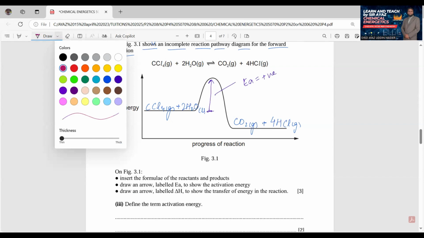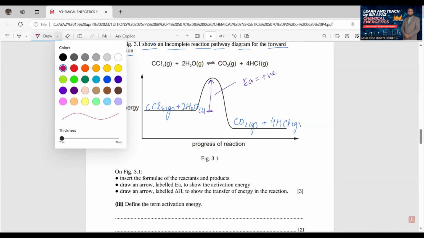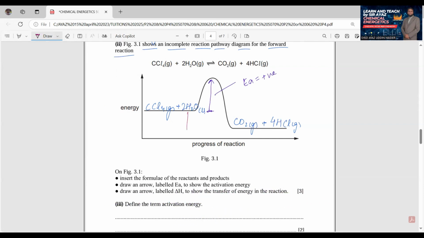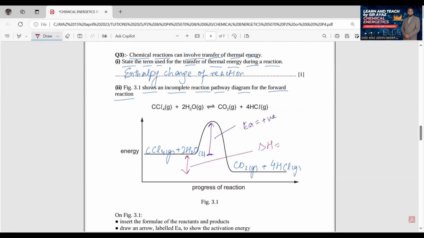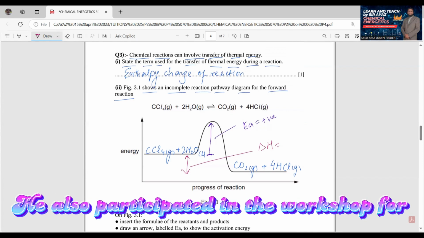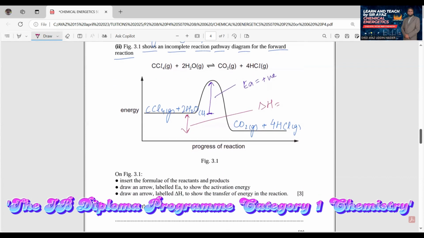Draw an arrow labeled delta H to show the transfer of energy in this reaction. So the delta H is enthalpy change. It must be between reactants and product, and this is the delta H for this reaction. They didn't provide us any information related to whether the reaction is exothermic or endothermic. So you will only write delta H.